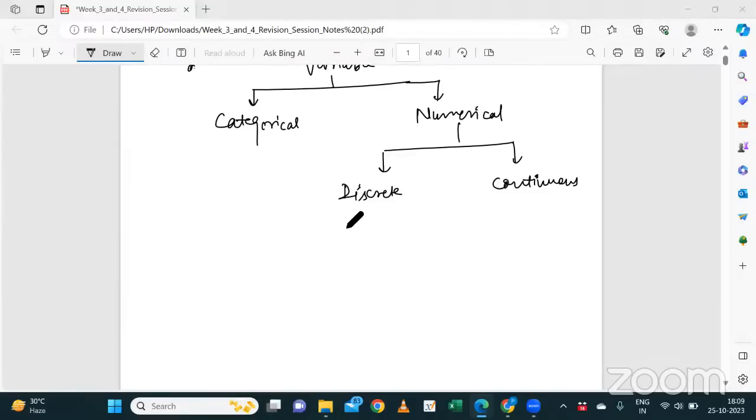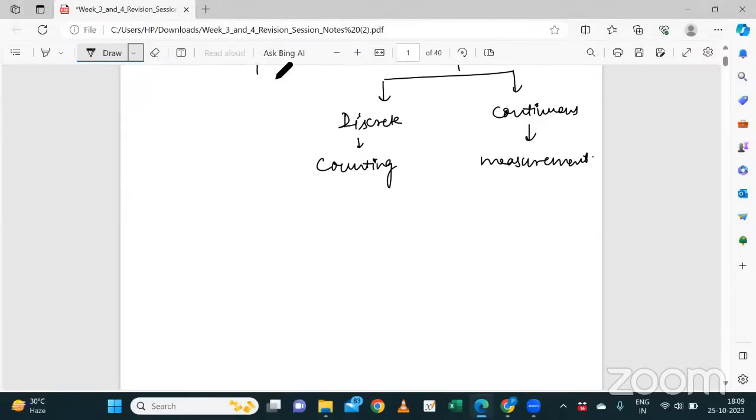So in discrete, how will you identify? I think we have discussed a lot about discrete and continuous in week 1 itself. Discrete is when counting is there, and continuous is when measurement is there, correct? This is something we have done already. Now, in week 2, we did pie charts and bar charts, which are visual representations for categorical data. What about continuous, numerical data? For continuous data there is something called a histogram.